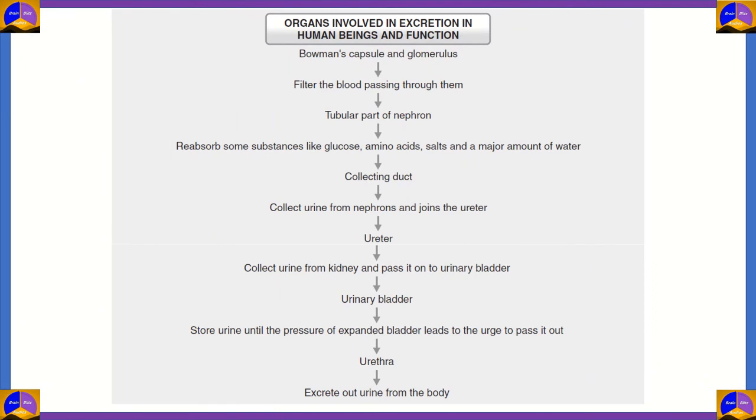Now we're looking at excretion in human beings. So the Bowman's capsule and the glomerulus filter the blood, so it puts the formed elements back into the blood, and also all the filtrates like proteins, other nutrients, and wastes are taken out. Then we have the tubular part of the nephron. The tubular part contains the PCT, the loop of Henle, and the DCT.